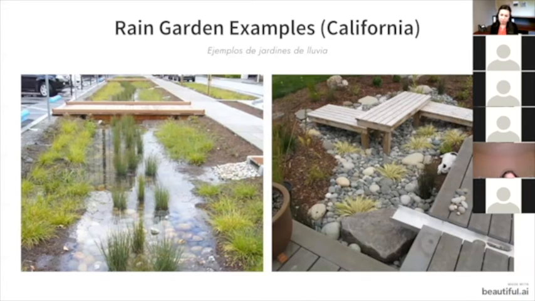On the picture on the right, I was actually using this picture in another presentation, and someone said, oh, well, the cat in that picture, and I hadn't even noticed there was a cat in the picture, but there it is right there. But in this particular rain garden, they are again utilizing it as this beautiful landscape feature.